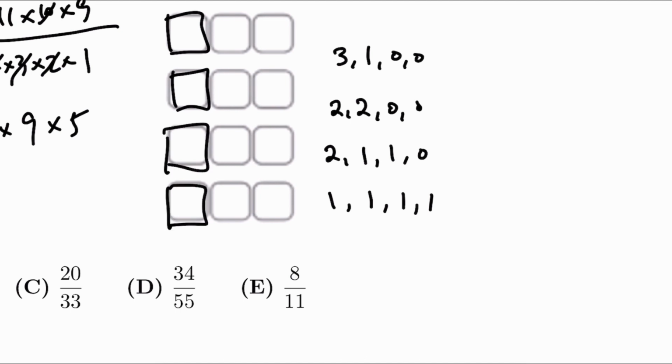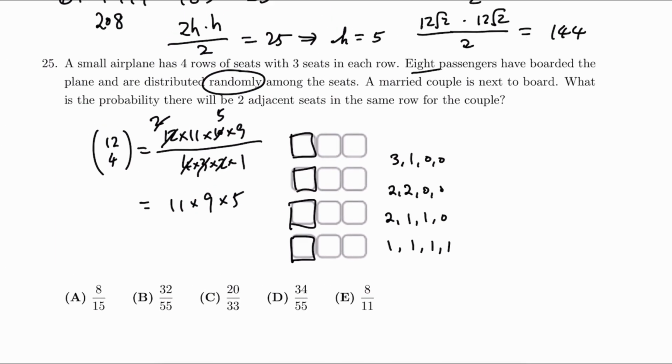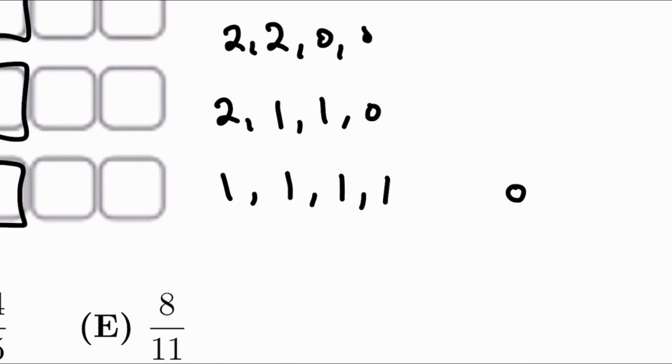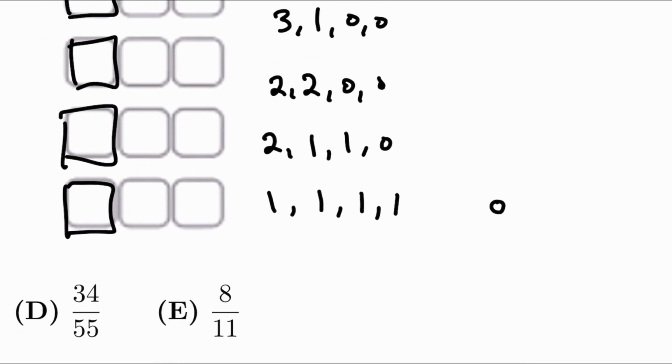That doesn't work out very well, does it? Because if each row has exactly 1 seat, then regardless, this married couple cannot have 2 seats next to each other. So 0 cases for this. How about 2, 1, 1, 0?